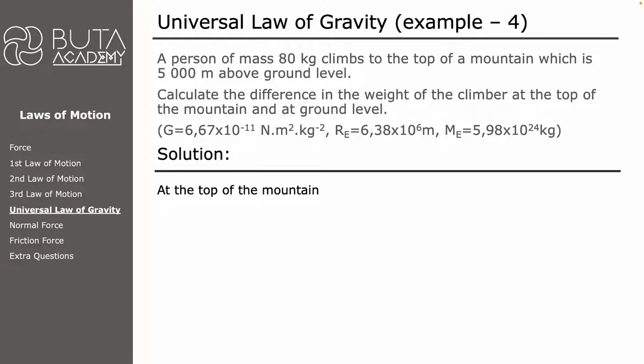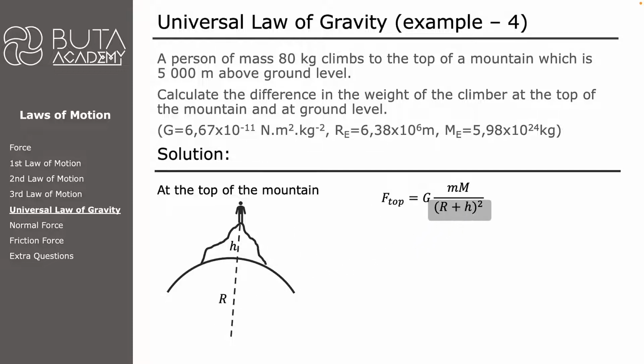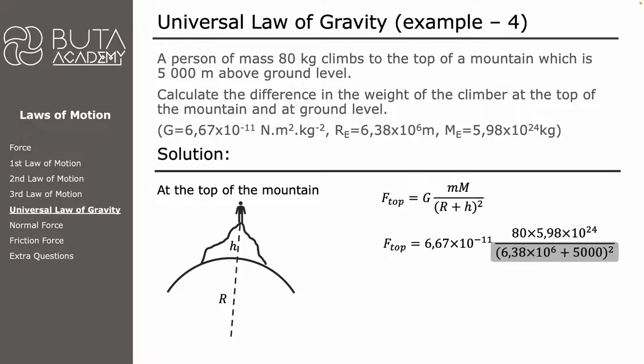Now, let's calculate the weight of the climber at the top of the mountain. Unlike the previous case, if a climber is at the top of the mountain, the distance between Earth and the climber will be equal to the sum of the radius of Earth and height of the mountain. In this case, the denominator in the formula of the gravitational force will become (r plus h) squared. We can proceed with substitutions, but don't forget to add 5000 inside the parentheses in the denominator.